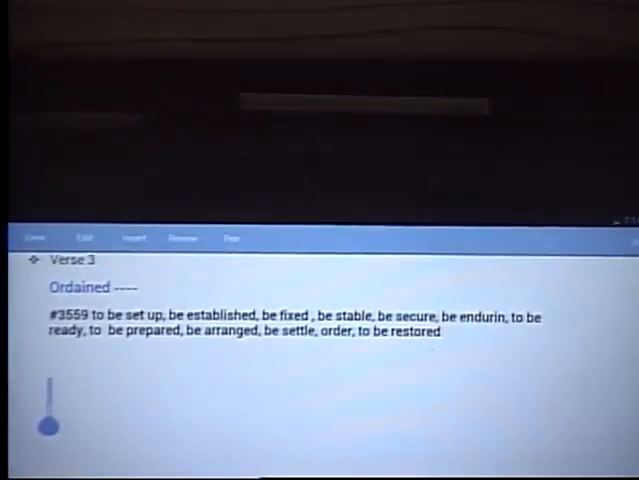Now notice, it's established. It's something that Yahweh has established. It's fixed. It's something that doesn't waver back and forth. Yahweh has made these things, and he made them to be stable. He made them to be secure, although right now he's allowing the spirit beings to do what they want to do, and there's much destruction going on throughout the heavens.